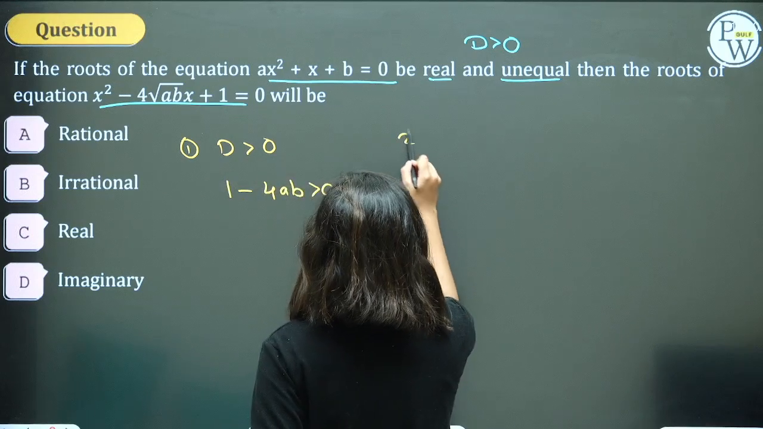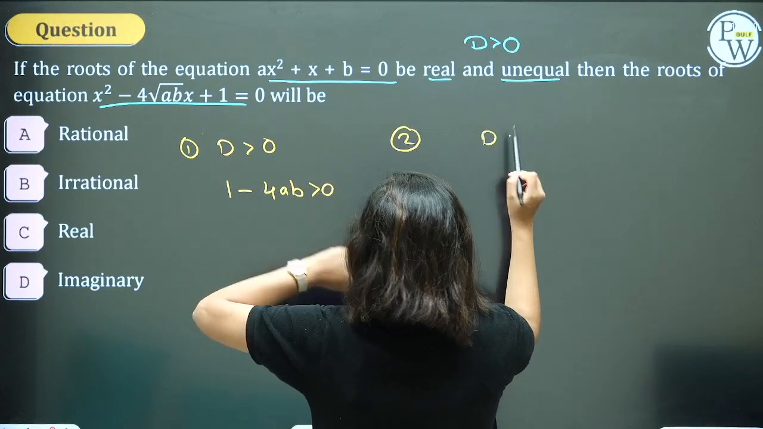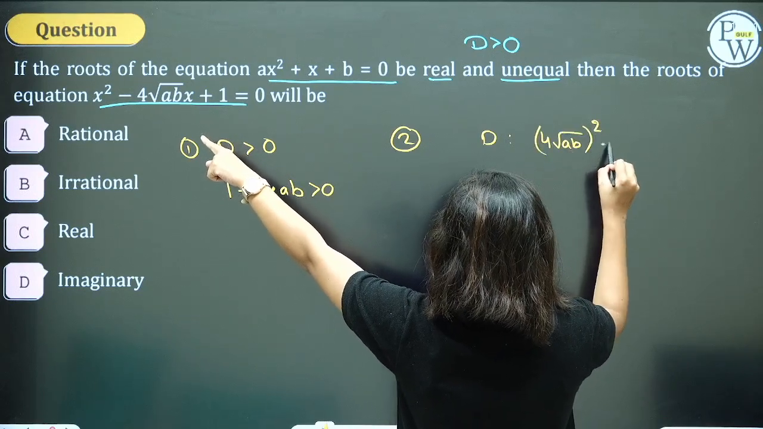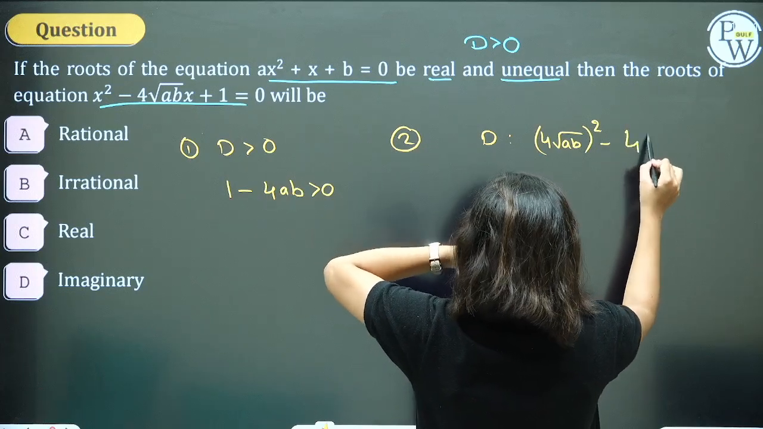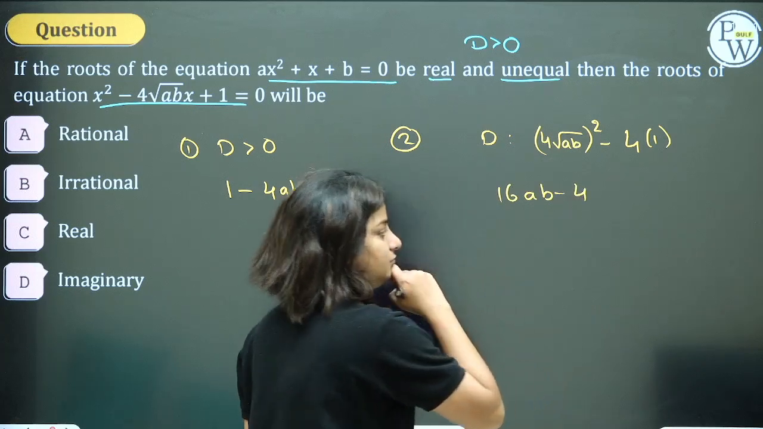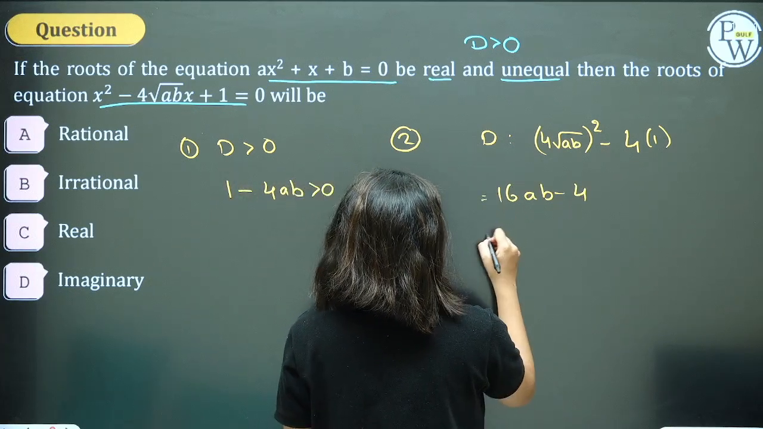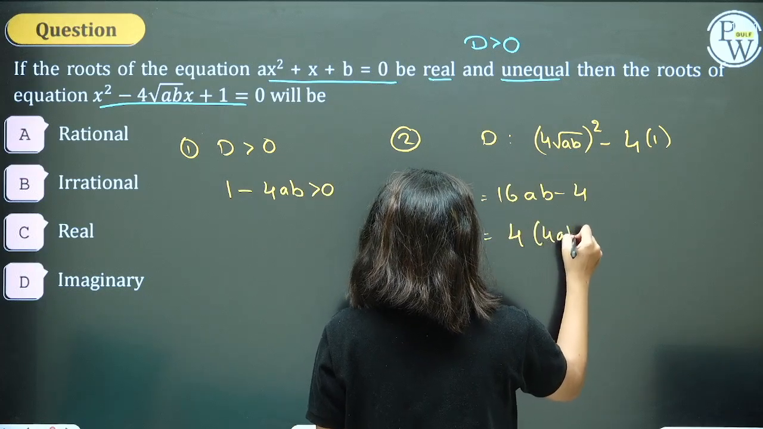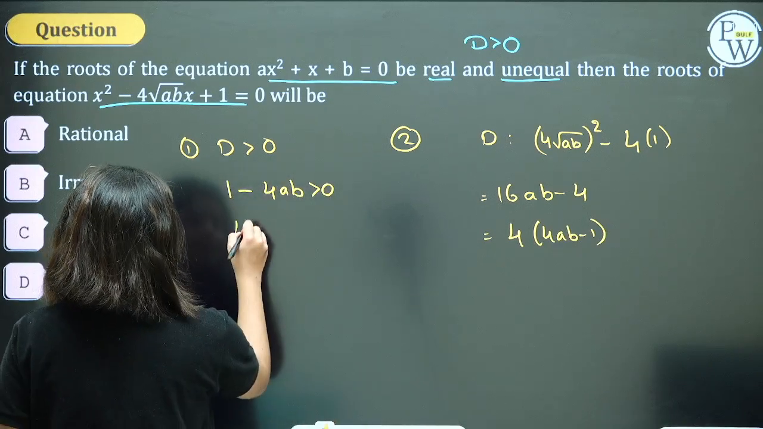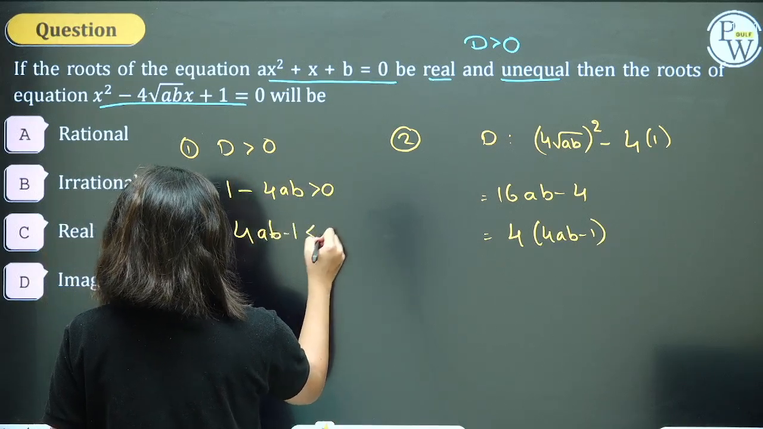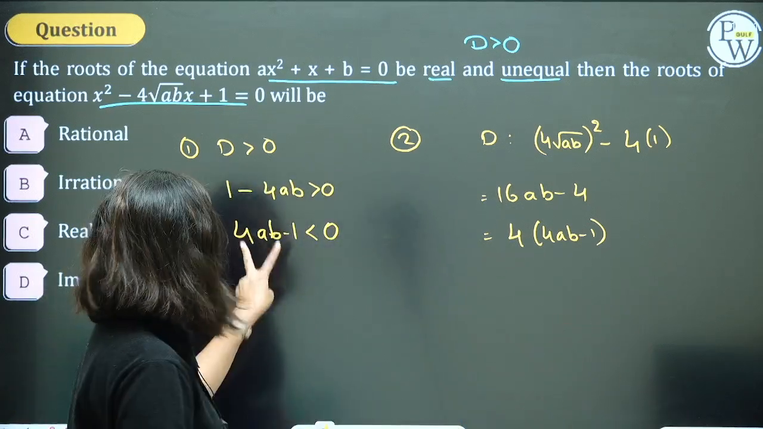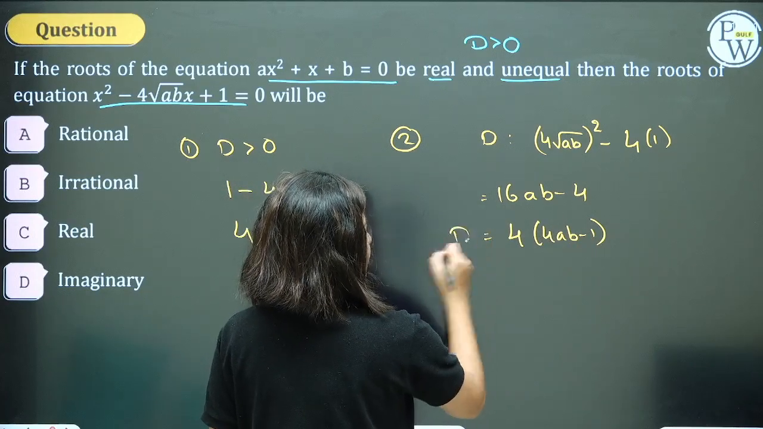From the second equation, what is the discriminant? B square, that's 4 root ab the whole square, minus 4ac, 4 into 1. That is 16ab minus 4, which is equal to 4 times (4ab minus 1). Guys, what is this 4ab minus 1? 1 minus 4ab is greater than 0, so 4ab minus 1 will be less than 0. Just multiplying with a minus sign reverses the inequality.